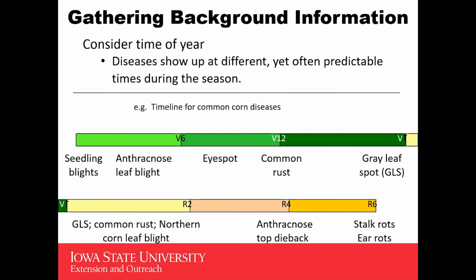I like to show this slide. This is a slide showing a timeline of all the different growth stages in corn and different diseases that occur throughout these growth stages. As you can see, early on from VE to V6, we've got seedling diseases, obviously, right? That's the only time we have seedling plants. But then as the season goes on, different foliar diseases usually favor different climates. So that's why we tend to see a common rust showing up earlier than a northern corn leaf blight. And then later on in the season, we see anthracnose top dieback or stalk rots and ear rots towards harvest.